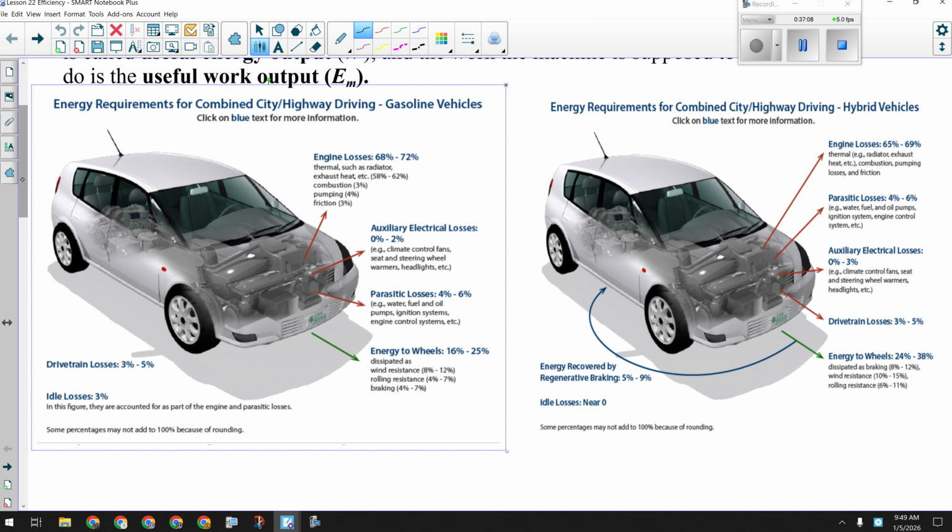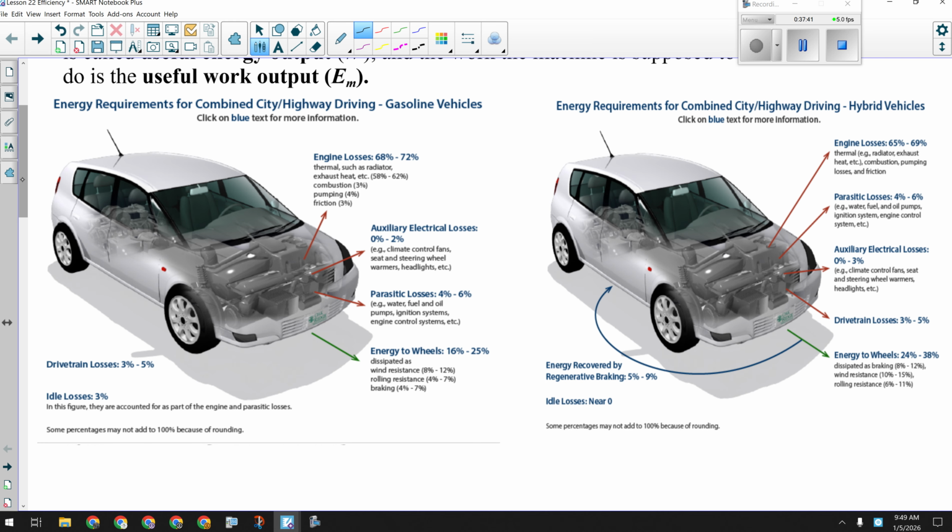All right. So we still have in a hybrid vehicle an internal combustion engine, so a lot of these losses are still there. The internal combustion engine is still going to lose things in the same way, but the numbers are a little smaller because the engine's a little smaller. So you still have your engine losses, your parasitic losses, and your electrical losses. In fact, they can be a little bit bigger because you have more electrical parts in a hybrid car. You still have your drivetrain losses. But look at the efficiency. Instead of being 16 to 25, it's 25 to 38.